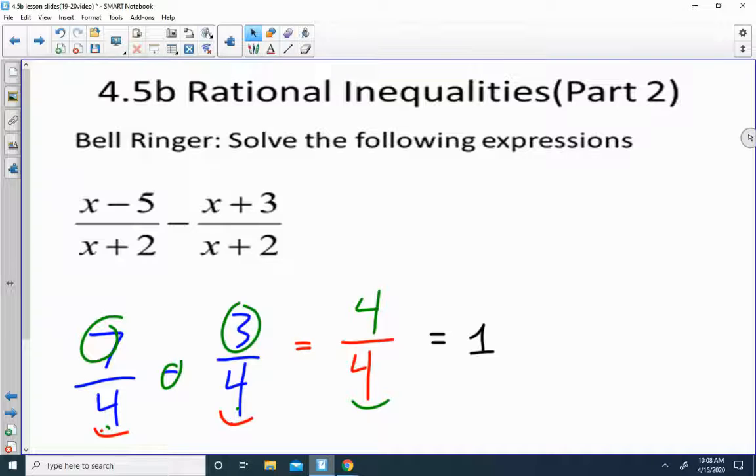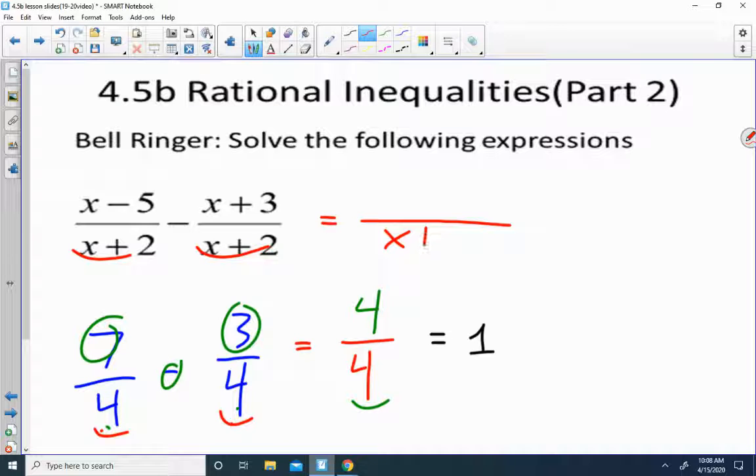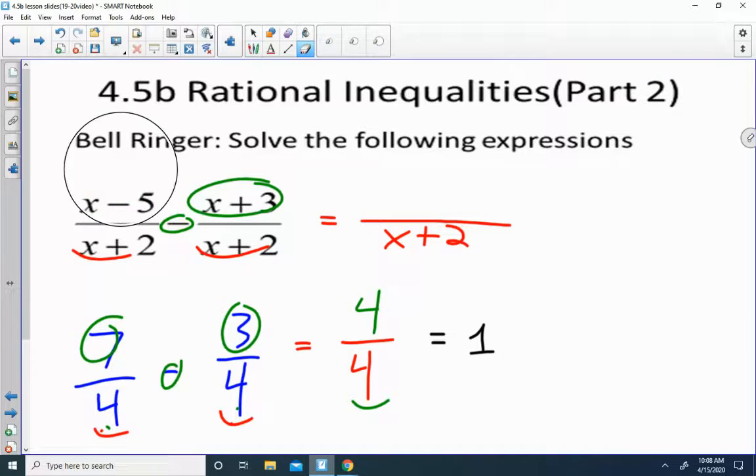Now the same rule actually applies to the problem on top. Or in other words, take a look at the denominators. They're both the same, x plus 2, x plus 2, which means your final answer will also have that same denominator of x plus 2. All you have to do is to take the top two parts and subtract them. So let's go ahead and do that.